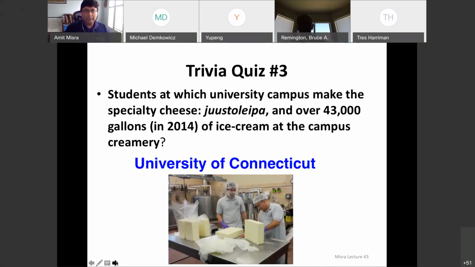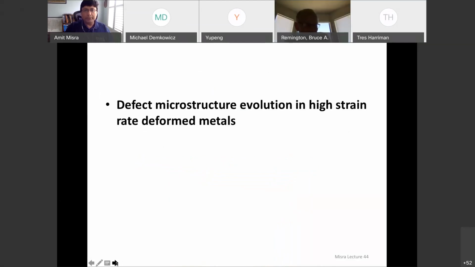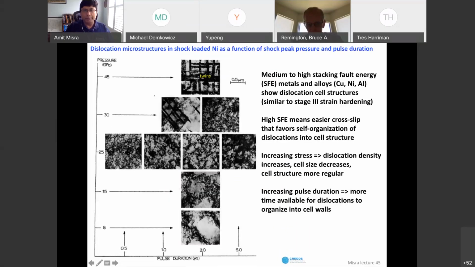So continuing on, now the last few minutes will be defect microstructure in high strain rate deformation. And some of the images that I will show come from shock loading, although it shouldn't matter in many cases, with high strain rate you will get similar kinds of microstructure. The message here is to show how you will start with the kinds of dislocation microstructure that I showed before for the low strain rate, and how they start to change with increasing strain rate or increasing shock pressure if you're doing a shock experiment.